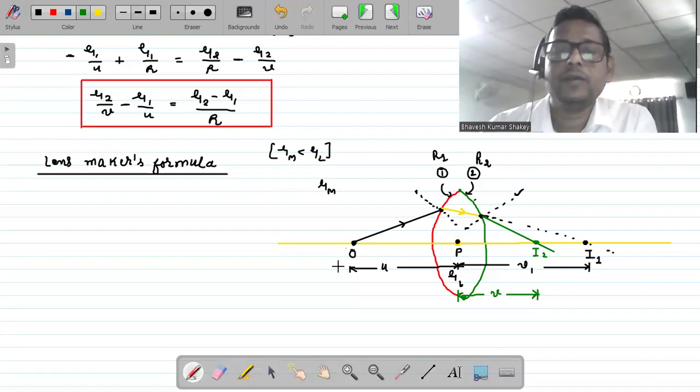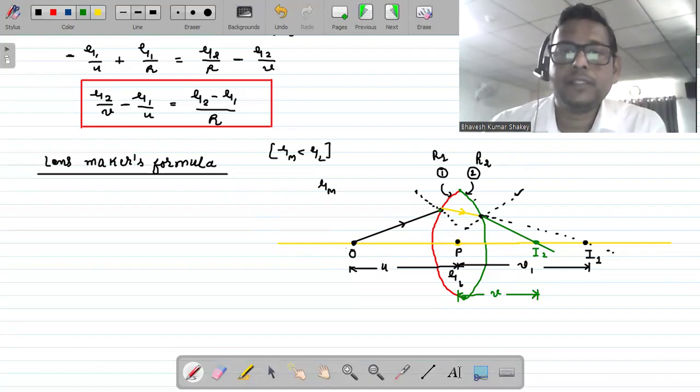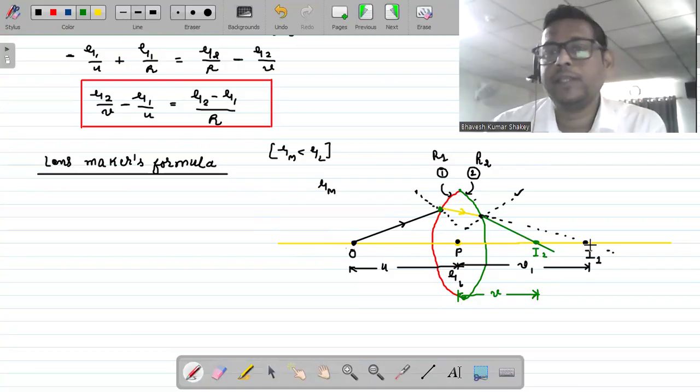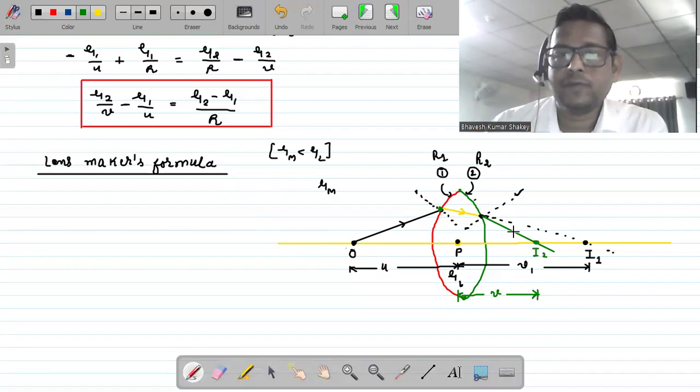Again I am repeating: this O is an object, this is a lens, this is the first spherical surface, its radius of curvature is R1. This is the second spherical surface, its radius of curvature is R2. The light ray is incident at spherical surface 1, so the image is formed at I1, and from the second spherical surface the image is formed at I2. The object distance is U. The distance of the first image is V1. The distance of the second image is V.